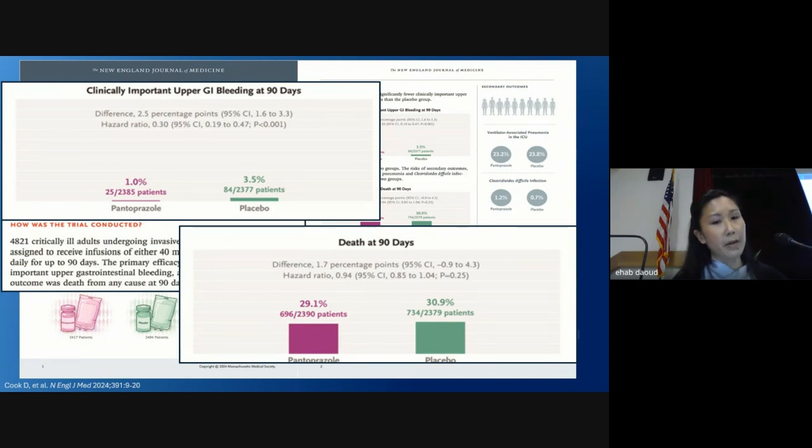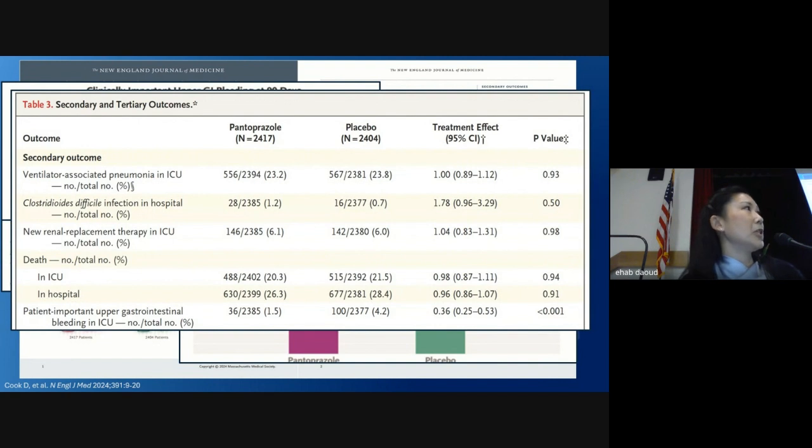So no mortality benefit, but it did decrease the need for transfusions and those clinically overt types of bleeds. What is interesting with this study, though, is that they did have some tertiary outcomes that they looked at, things like causality of ventilator-associated pneumonia and Clostridioides difficile, because historically we all think GI prophylaxis is going to cause a higher risk of ventilator-associated pneumonia or aspiration pneumonia.